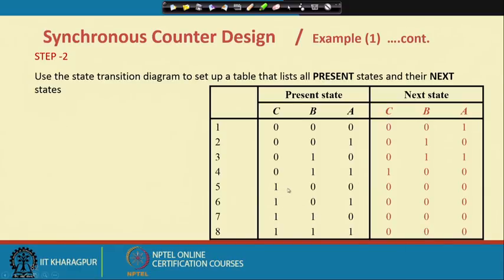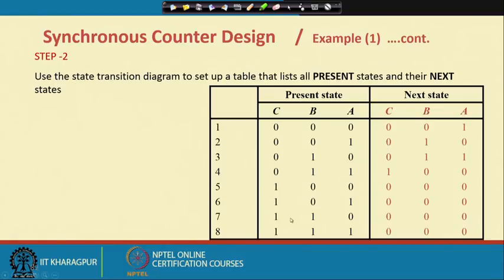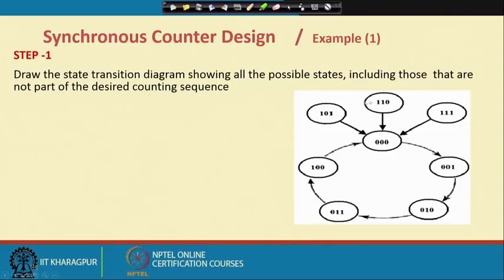So, when we reach this 1 0 0, then the next state is 0 0 0. From 1 0 0 the next state is 0 0 0, and for other values like 1 0 1 the next state should be 0 0 0, for 1 1 0 next state should be 0 0 0. So, this is actually capturing these 3 state transitions: 1 0 1, 1 1 0 and 1 1 1 to 0 0 0.